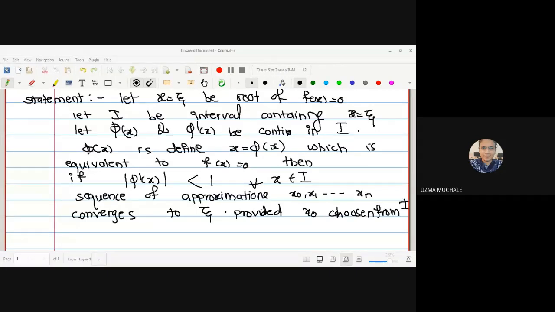We are selecting I in such a way that, by the intermediate value theorem, we are going to select our interval, and then we have phi of x and phi dash of x be continuous in the interval I. We have the function phi of x and phi dash of x as continuous functions in the interval I. The equation is x equal to phi of x.